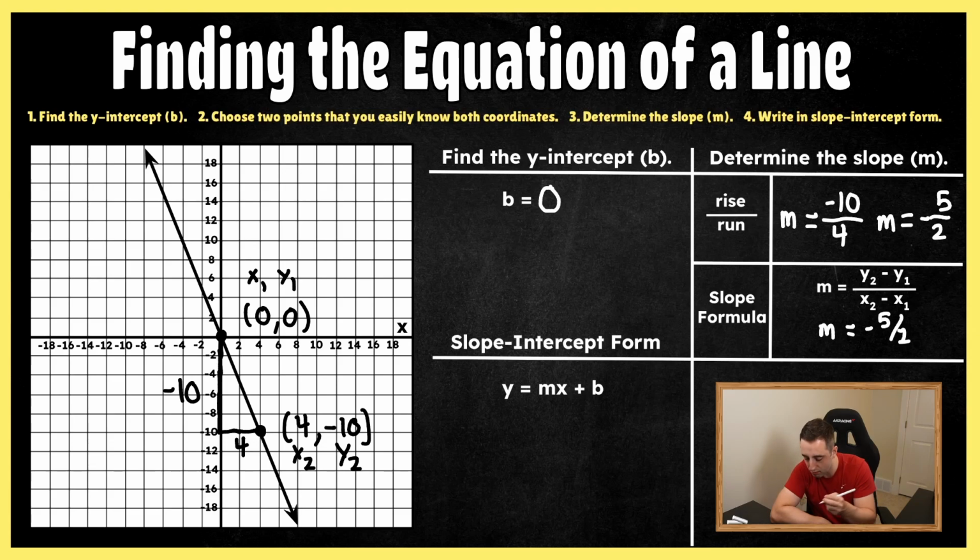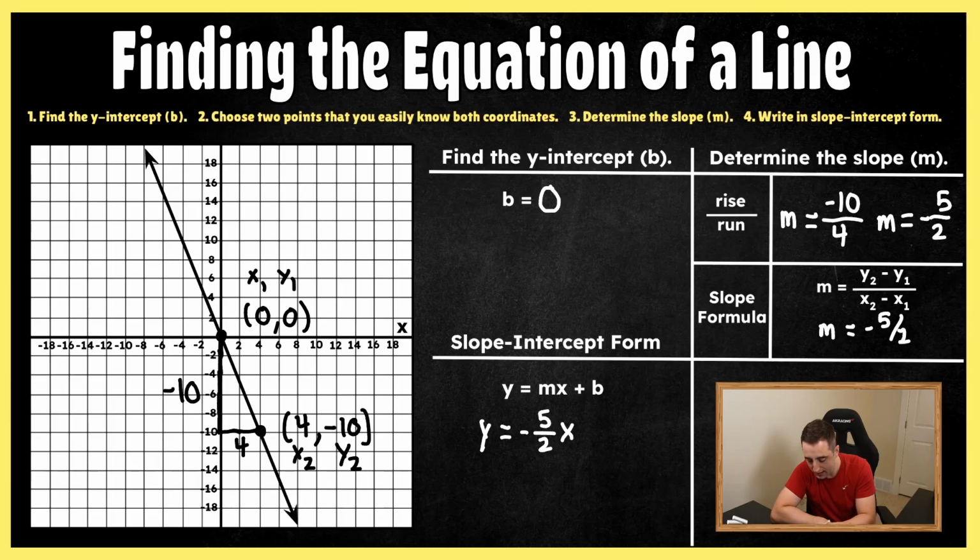Again, I want to show you both methods, rise over run, or maybe your teacher wants you to utilize the slope formula. So I want you to know how to plug it into that formula as well. Now let's get into our equation of slope-intercept form. So we have y equals, our steepness was -5/2, which is our m. So we plug that in where m is.